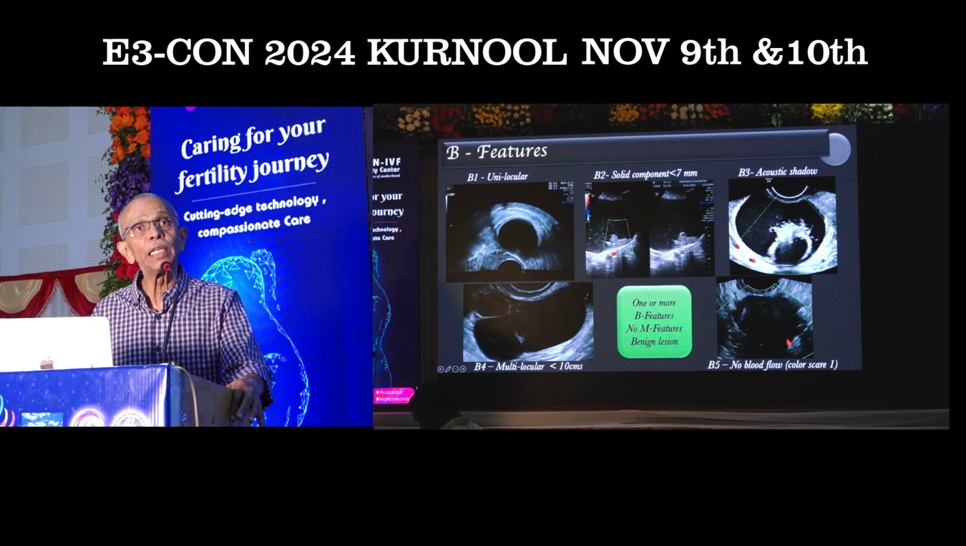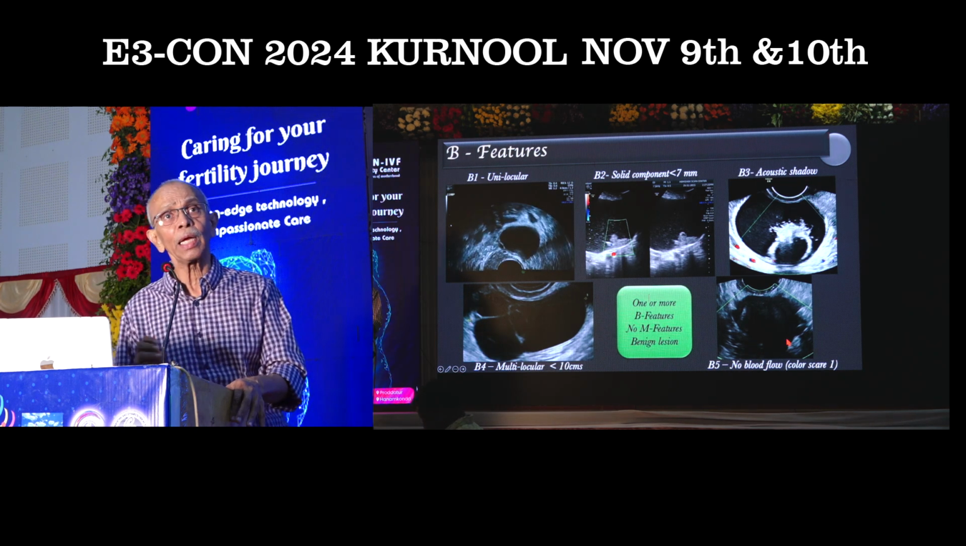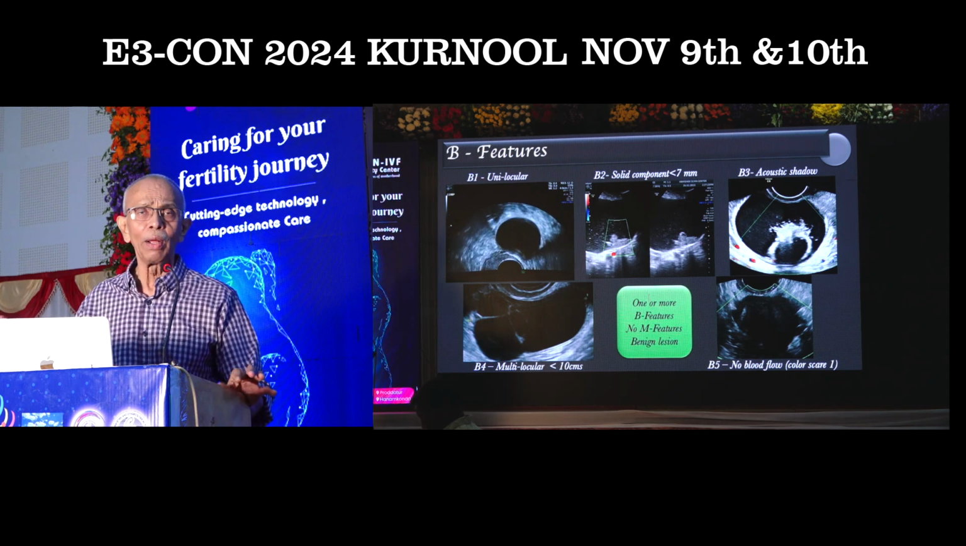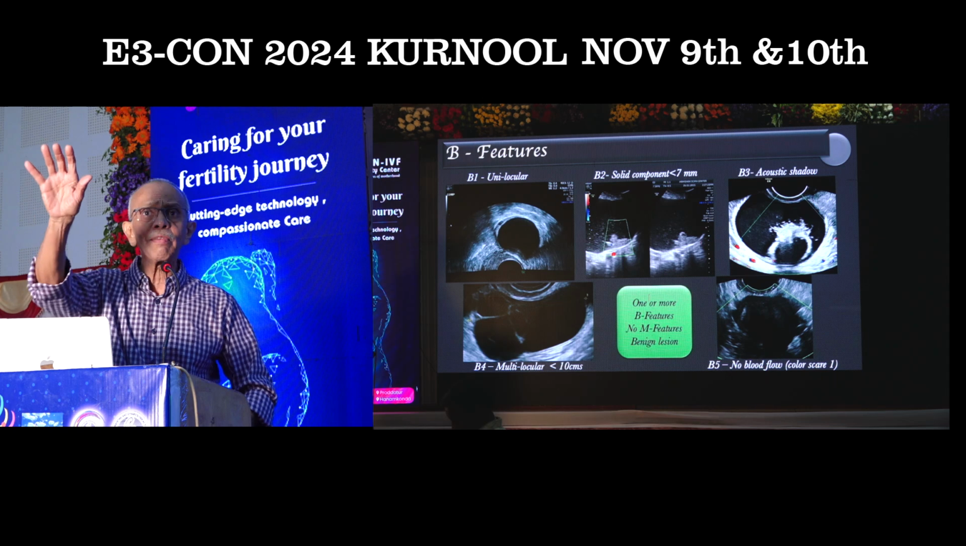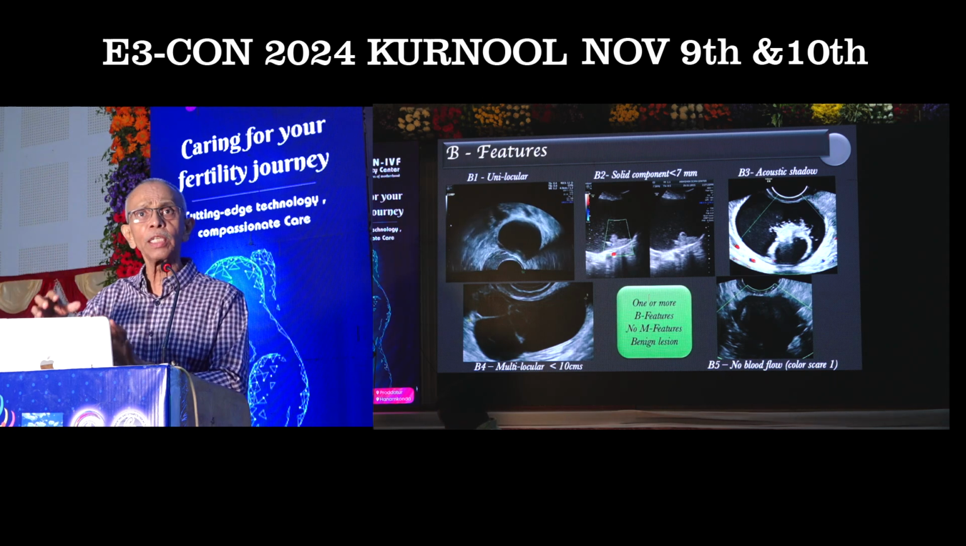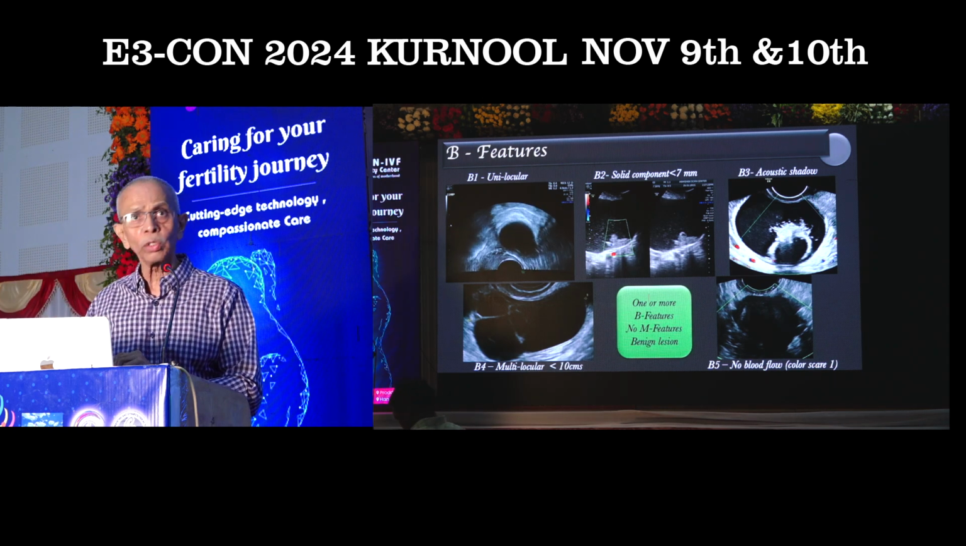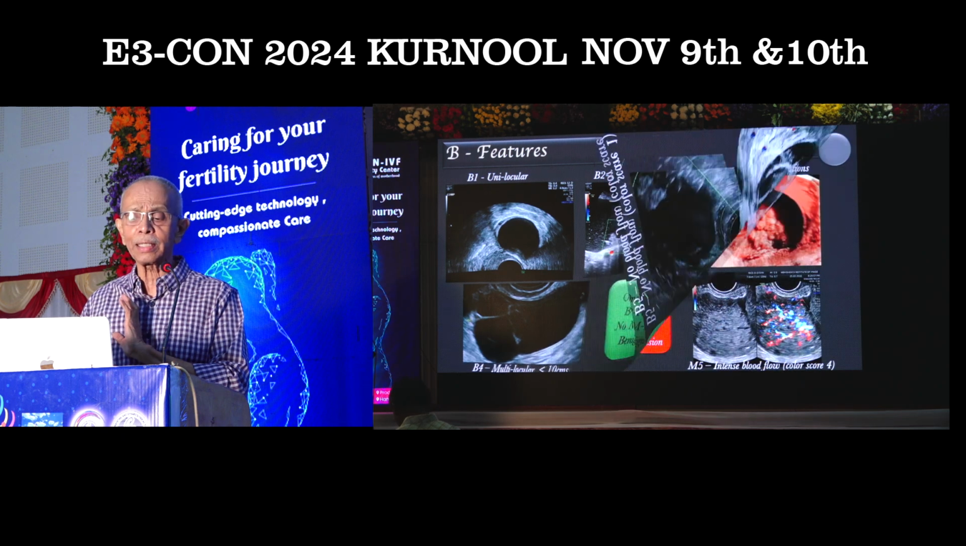And whenever we have a lesion where, when the color Doppler is applied, we have color score 1, we call it B5. So these are all the B features. So whenever you have an adnexal lesion, you try to follow these features, then you can come to a conclusion. I will give you some examples so that you can understand them better.